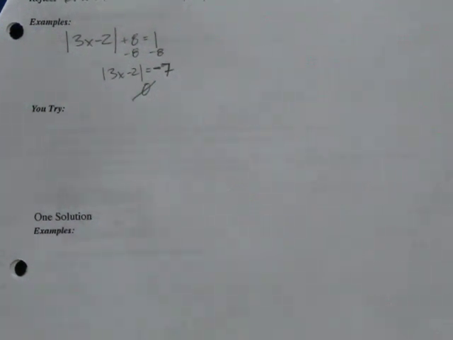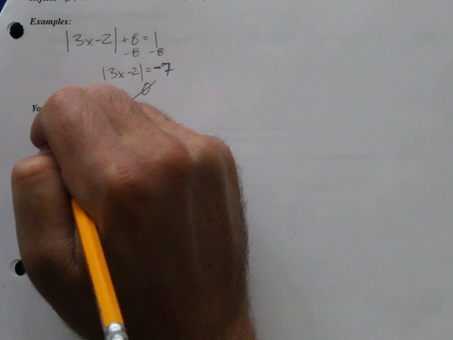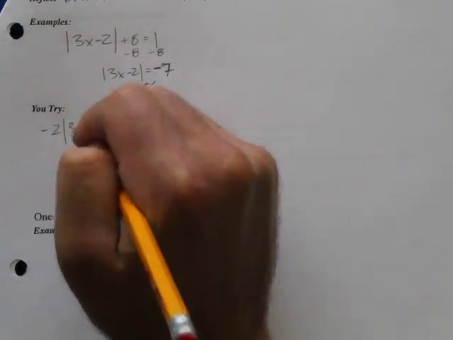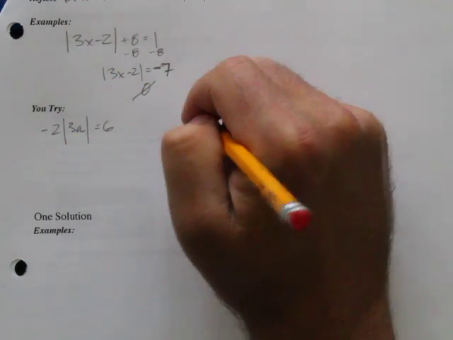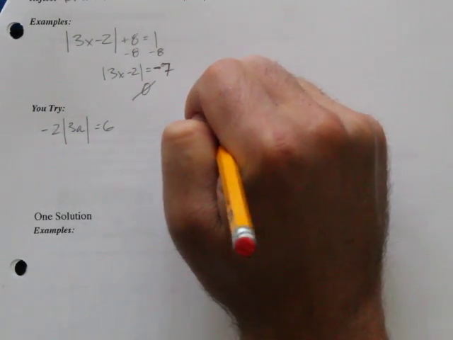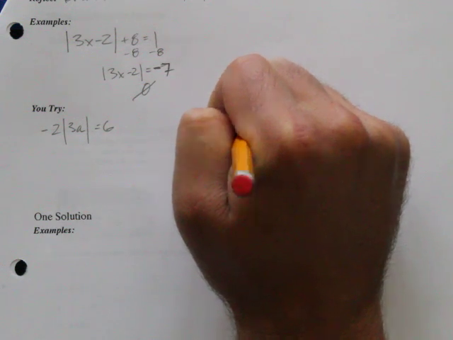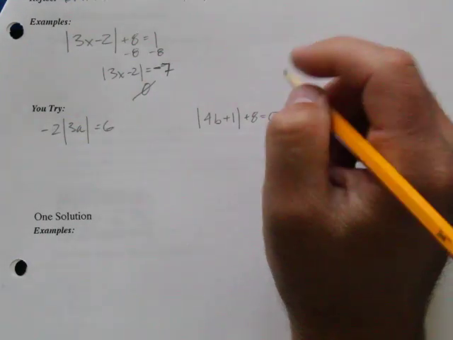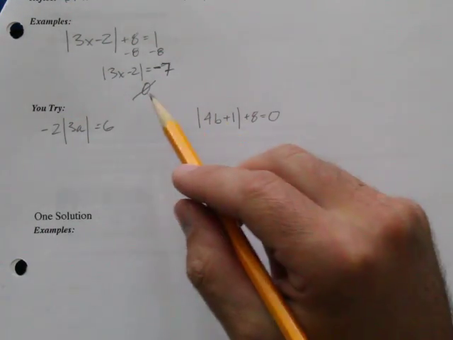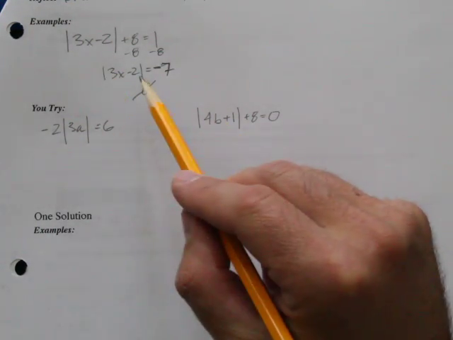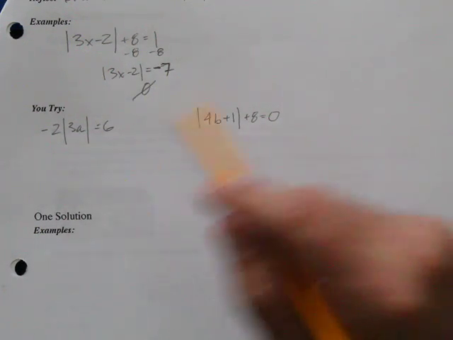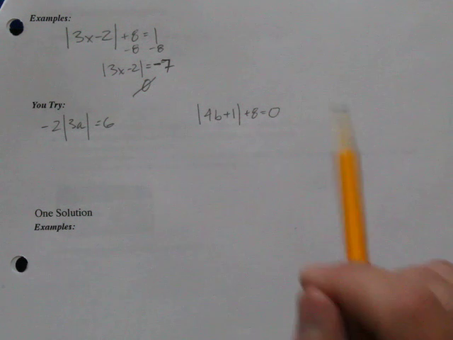Let's look at a couple more. -2 times the absolute value of 3a equals 6, and the absolute value of 4b plus 1, plus 8 equals 0. Okay, so work these out and show me whether or not I'm going to get an empty set here, or no solution, on both of these. Okay, pause and show your work.